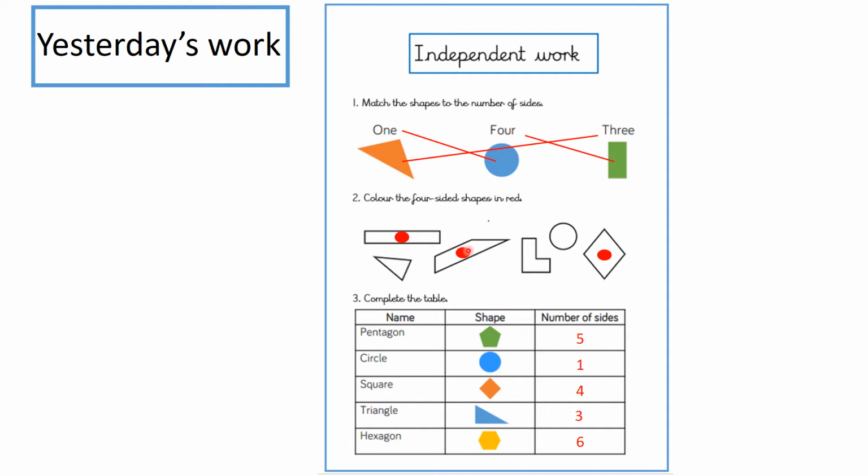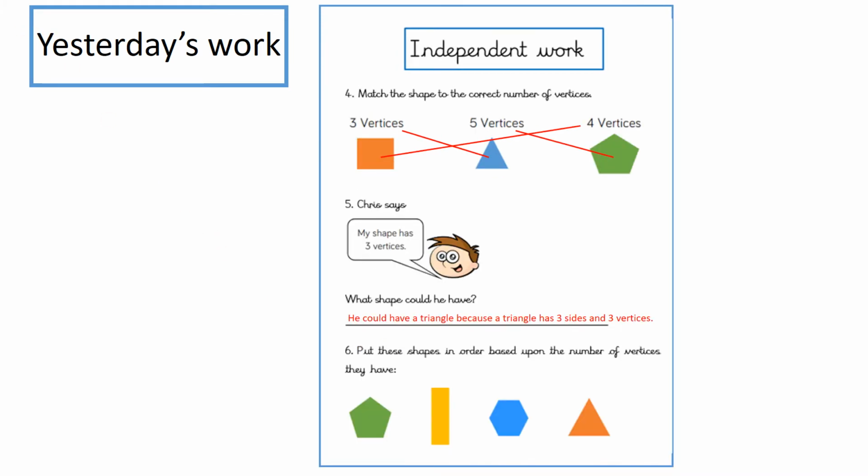Number 2, you needed to colour the 4-sided shapes in red. So we had 3 shapes that we needed to colour in red here, and we'll just double check that there are 4 sides on all of those. 1, 2, 3, 4. And then number 3, you were writing in the number of sides of each shape. The pentagon had 5 sides, the circle had 1 side, the square had 4 sides, the triangle had 3 sides, and the hexagon had 6.